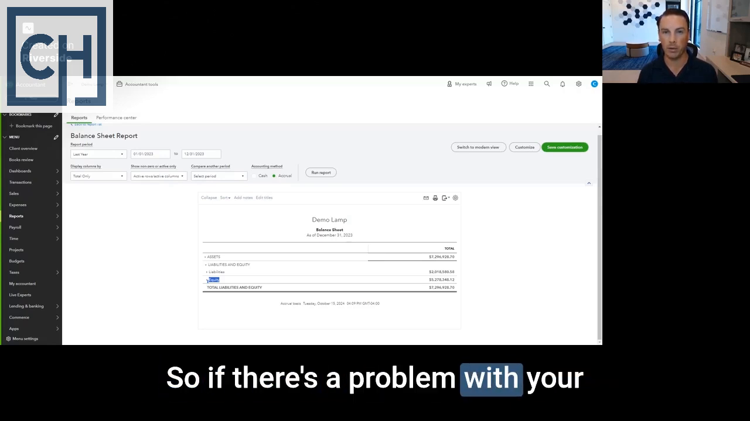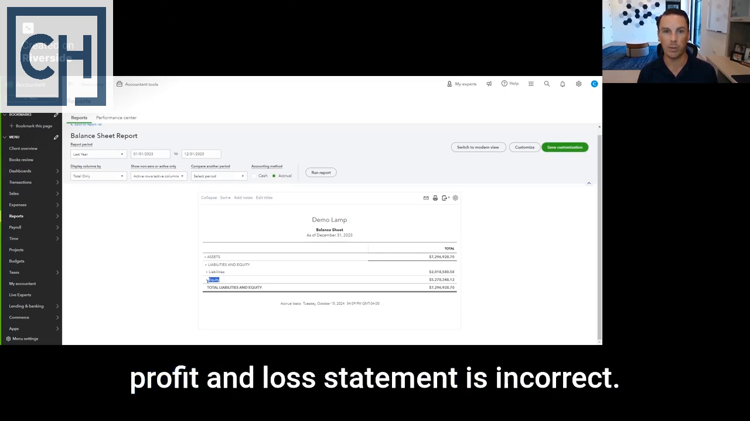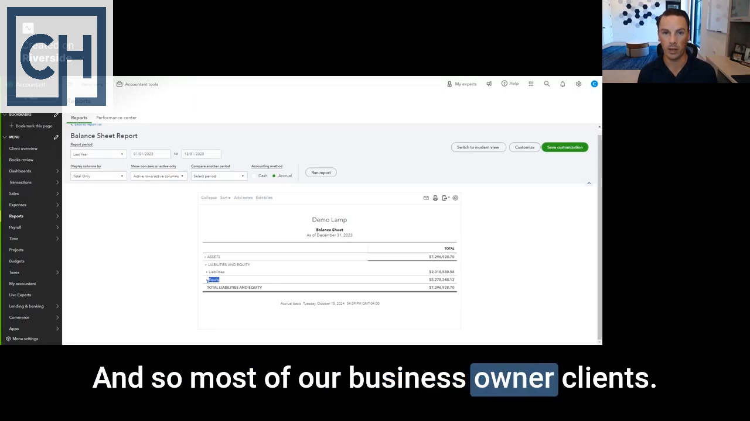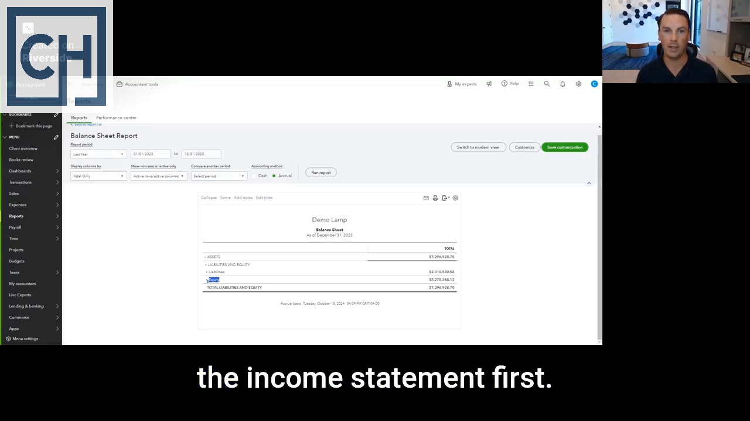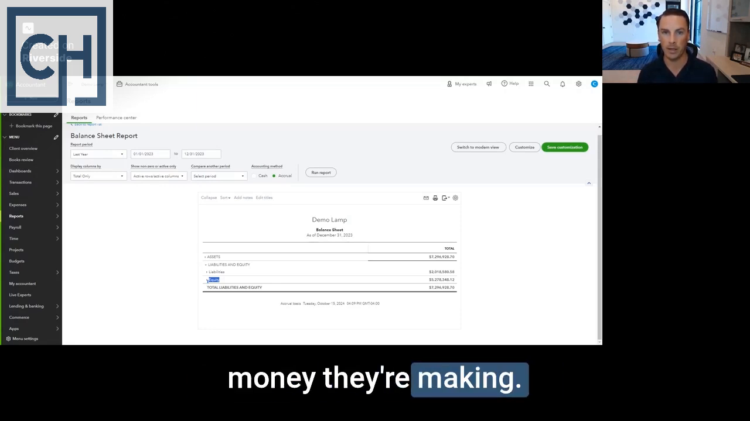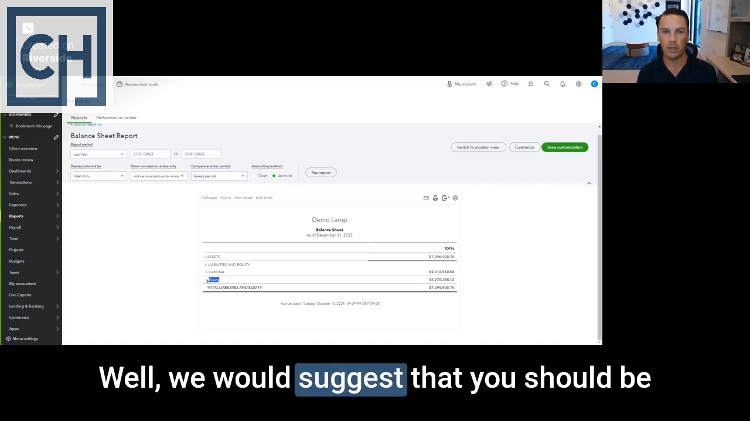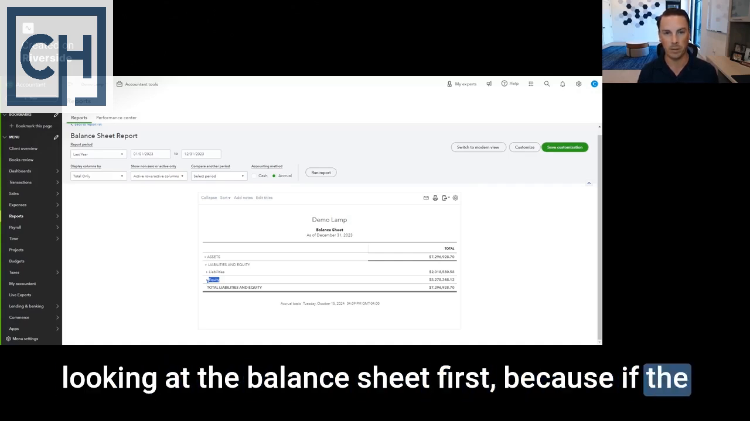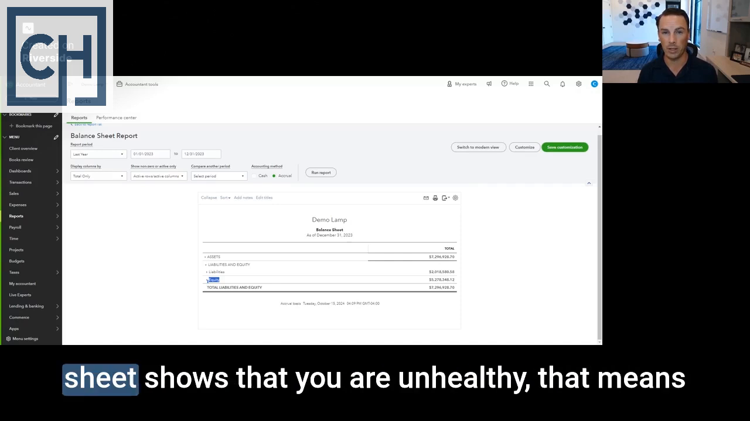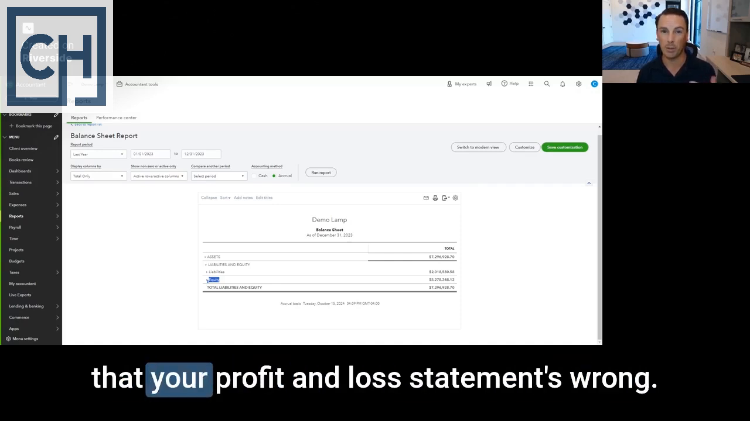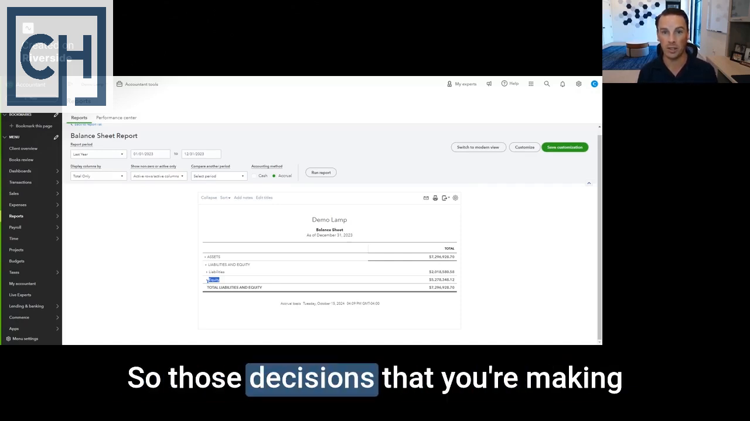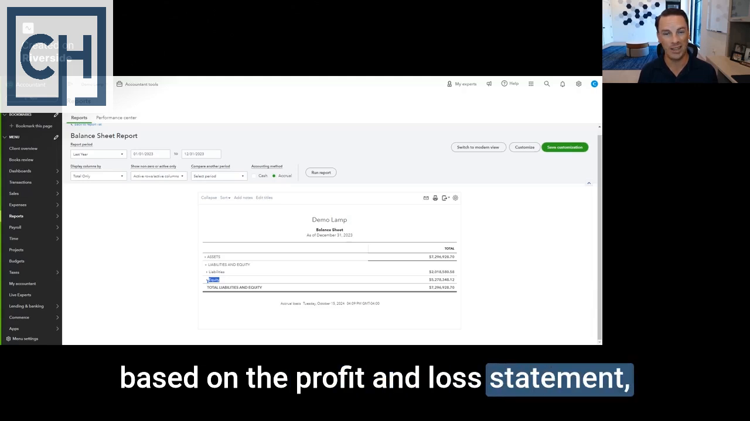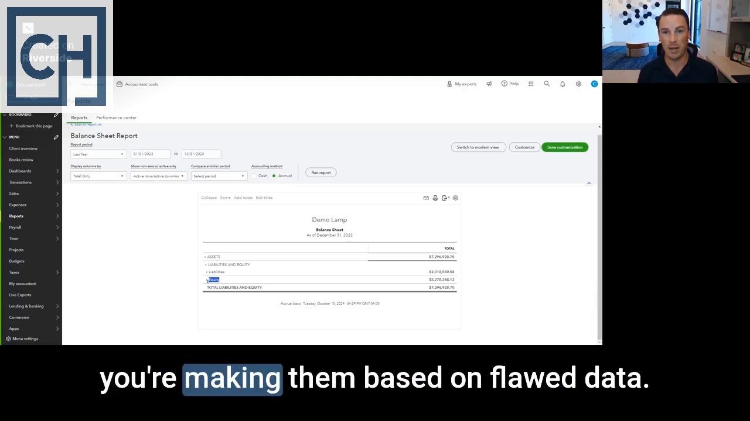So if there's a problem with your balance sheet, that means that your profit and loss statement is incorrect. And so most of our business owner clients, they want to go right to the income statement first. They want to see how much money they're making. Well, we would suggest that you should be looking at the balance sheet first, because if the balance sheet is wrong, and or if the balance sheet shows that you are unhealthy, that means that your profit and loss statement's wrong. So those decisions that you're making based on the profit and loss statement, probably not good decisions, because you're making them based on flawed data.